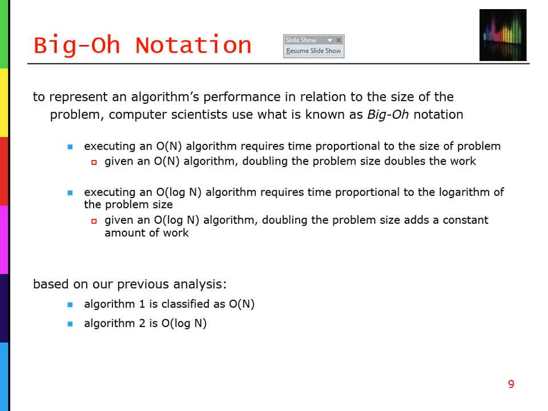This is what we refer to, and you'll hear this in other computer science classes, as big O notation. So big O notation is basically saying if it's O of n, that's time proportional to the size of the problem. So it's proportional to the number of people in the list, whereas if it's log of n, if you double the problem size, you add a constant amount of work.